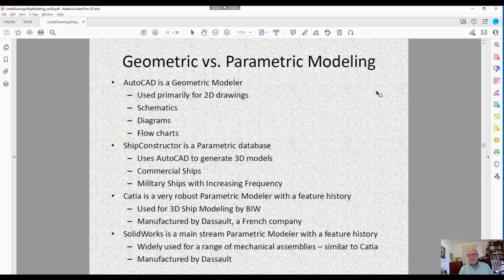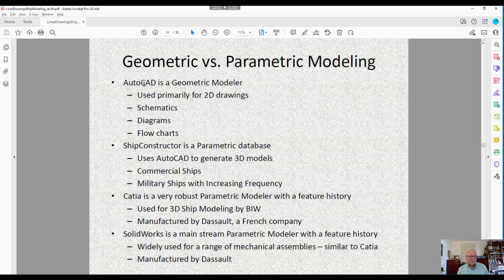All right, so now let's talk about three-dimensional modelers. Three-dimensional modelers used for shipbuilding, well, some of them are not necessarily three-dimensional. So let's simply talk about computer-aided design in shipbuilding. There's a difference between what I refer to as geometric and parametric modelers.